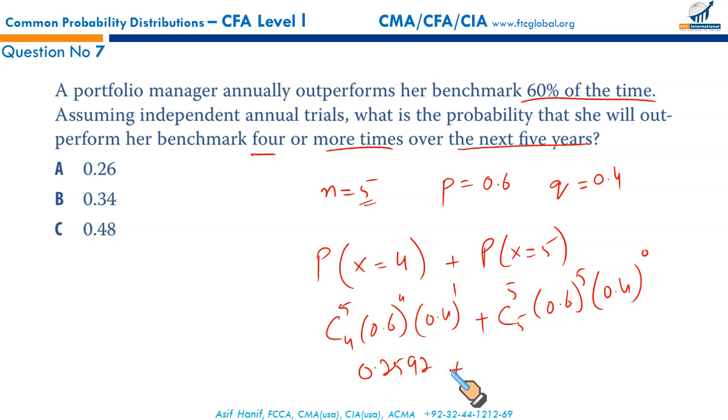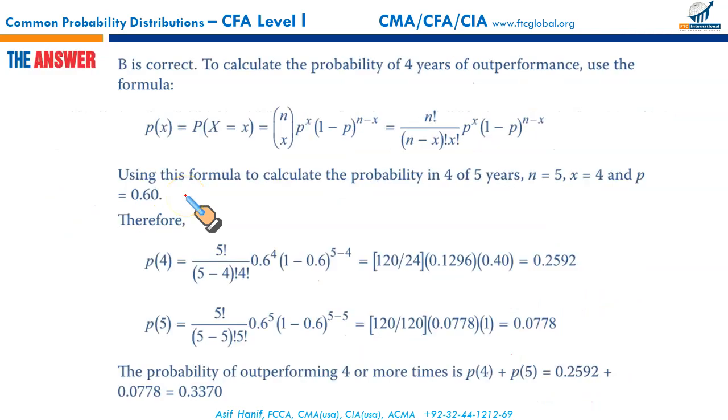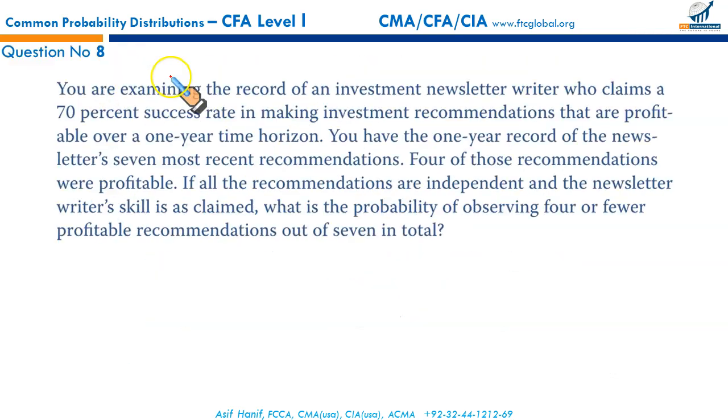And this one, 5C5 is 1. It's basically 0.6 raised to the power 5. It is going to be 0.07776. And if you add these two, you'll get 0.33696, which I believe is approximately B. And that makes B your correct option.